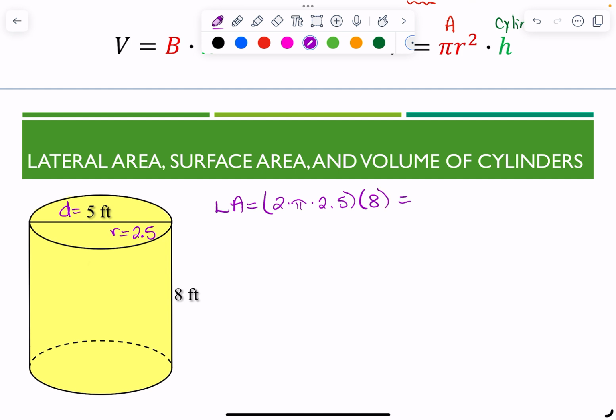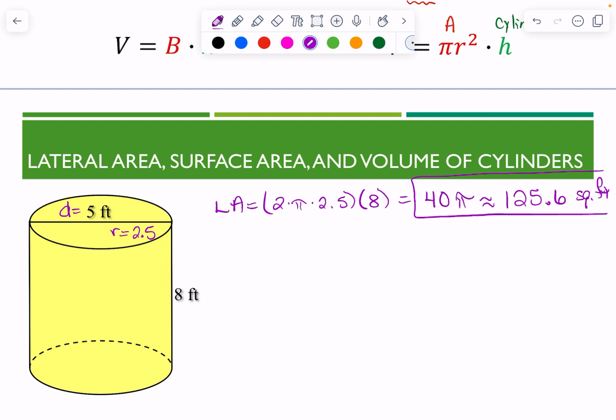So now I'm going to go 2 times 2.5 times 8, and that's going to get us 40 pi. Then I'm going to take that 40, multiply it by 3.14, and we end up with 125.6 square feet. And that is going to be the lateral area of the cylinder.